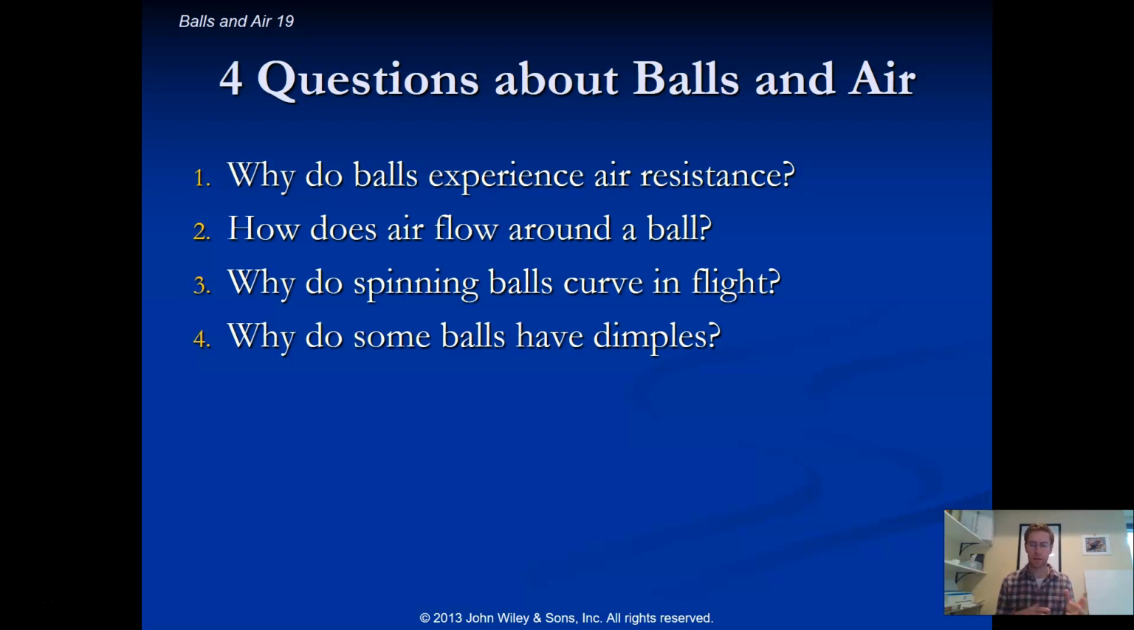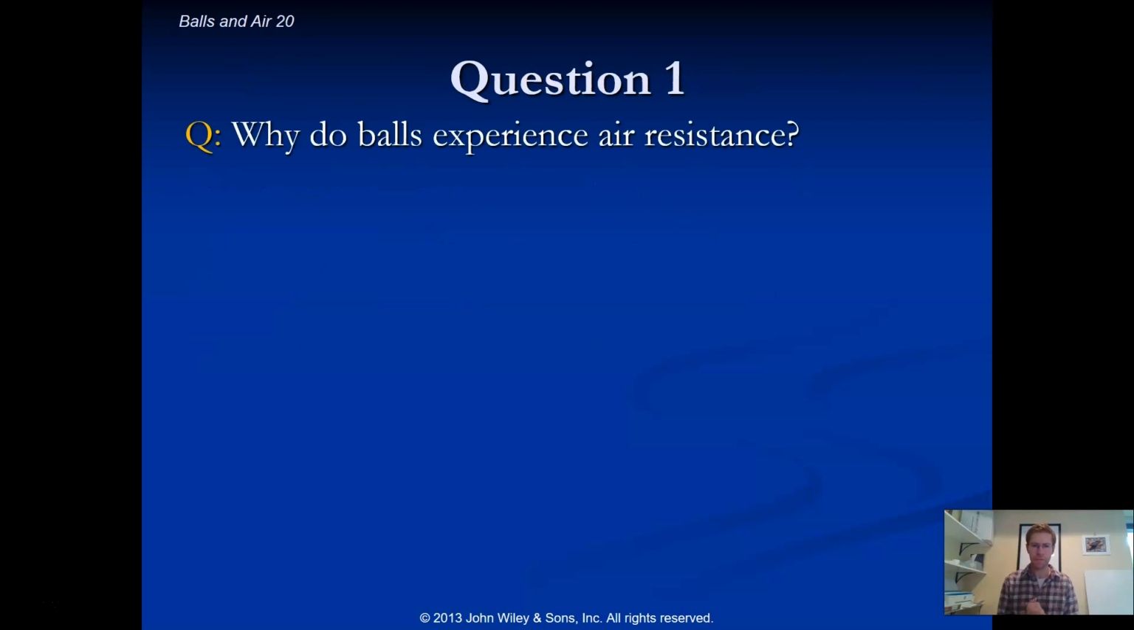With answering that, we're going to talk about how the ball moves through the air and really how the air flows around the ball, and then use that to explain how some balls are able to curve, and then also talk about why things like golf balls have dimples or tennis balls have this green fuzz, what purpose those things serve. So first of all, why do balls experience air resistance?